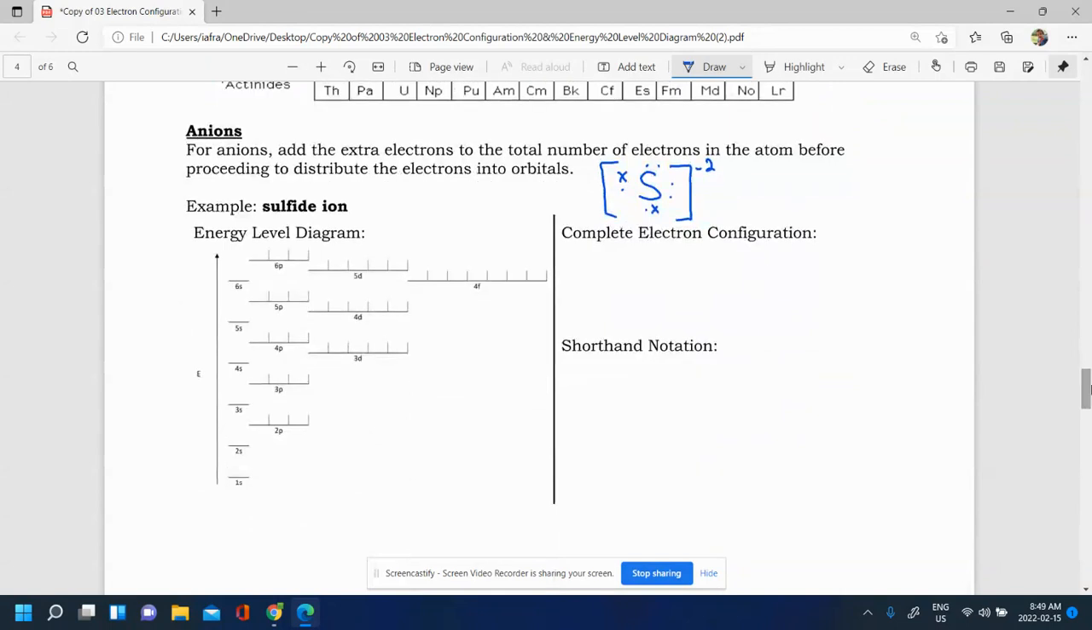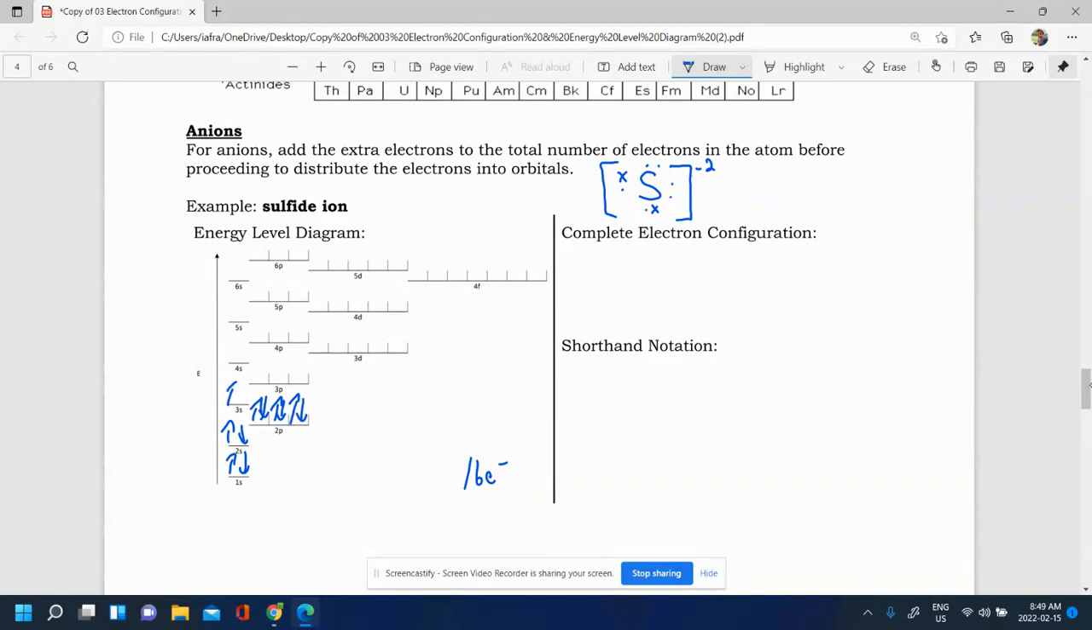And so that means we have to place 16 electrons in our energy level diagram. So let's go ahead and do that following all our principles and rules. So here we go. That's so far 4. Place them singly first, then pair them up. That's so far 10.